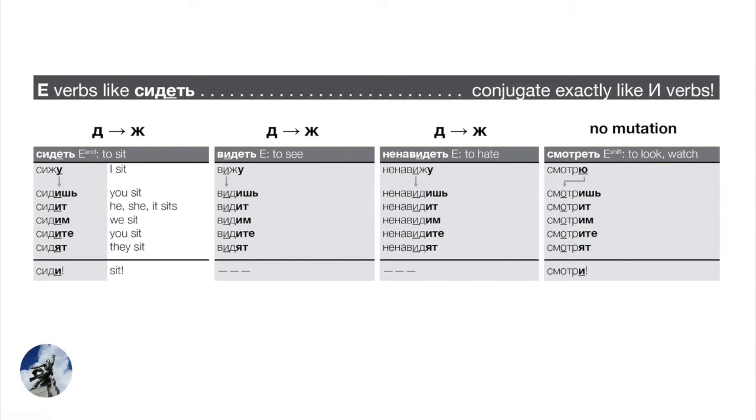Okay, another verb, видеть, to see. Same stem consonant, a д. Can it mutate? Yes, and so it does. Вижу, видишь, видит, видим, видите, видят.